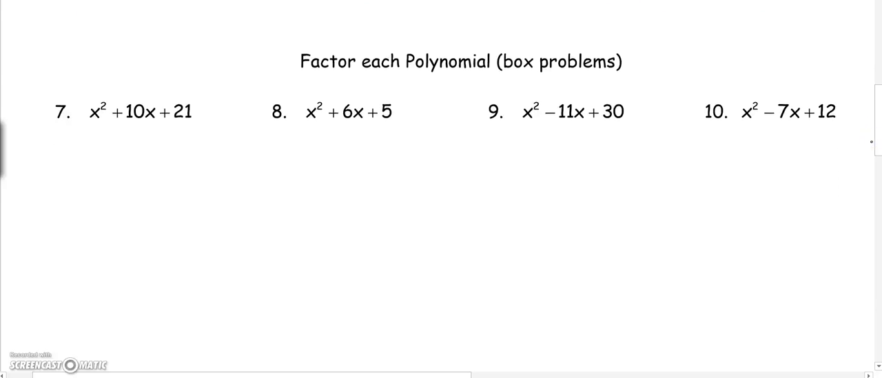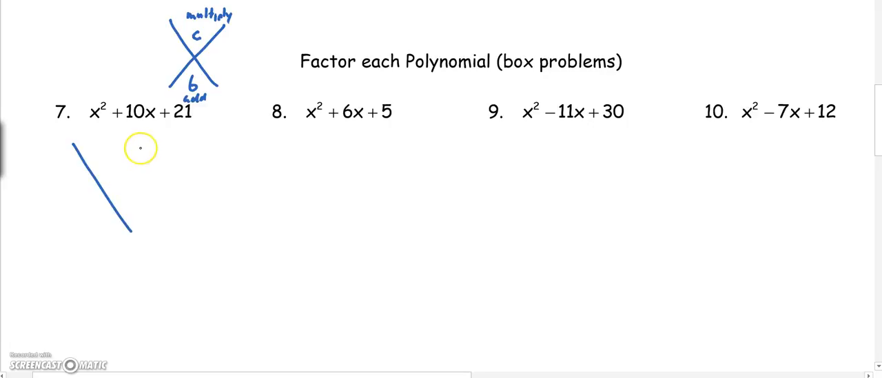My second type of factoring is to factor a polynomial. So I'm going to use a box problem. In a box problem, when we draw our box, we're always going to have our C value on top and our B value on the bottom. Remember that we are multiplying to the C value and we add to the B value.